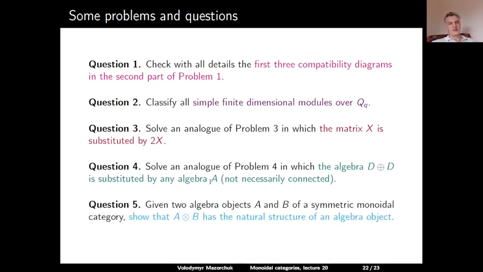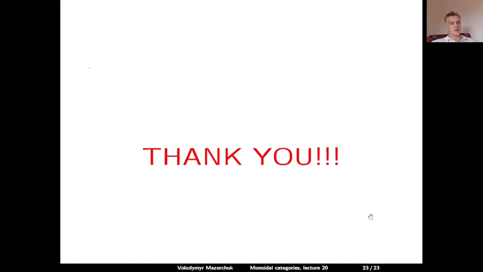And finally, question 5. Given two algebra objects A and B of a symmetric monoidal category, show that A tensor B has a natural structure of an algebra object. So this is the claim whose idea we used to treat a special case of certain objects for the partition category. Thank you very much, and that's the end of the course.